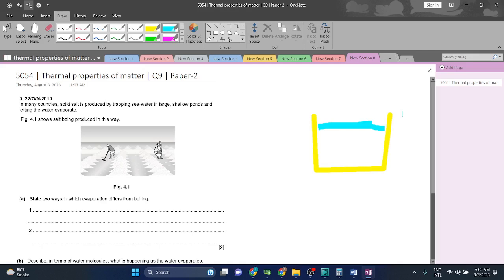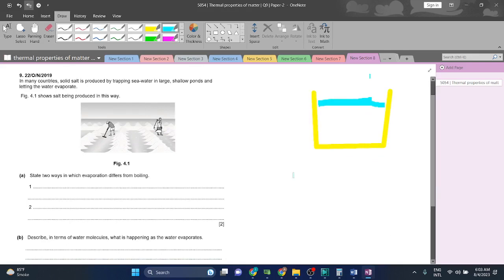Next, evaporation provides cooling because the particles on the surface of the water, or the liquid body, absorb heat energy in order for them to escape. If this is a liquid body, and here are the heat particles, the heat energy will be absorbed in order for the particles to escape the surface of the body of water. So it produces an effect of cooling.